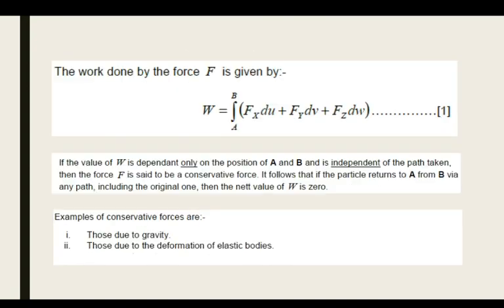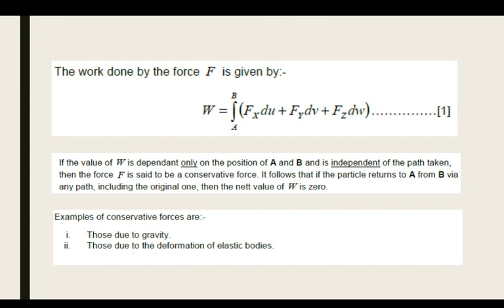Work done by the force F is given by the force and the displacement. So if you integrate the x component of force times the displacement in the x direction, that is du, plus the force component in the y direction times dv, which is the y direction, and Fz times dw, which is the z direction. So we have to integrate the sum of these 3 elements from point A to point B.